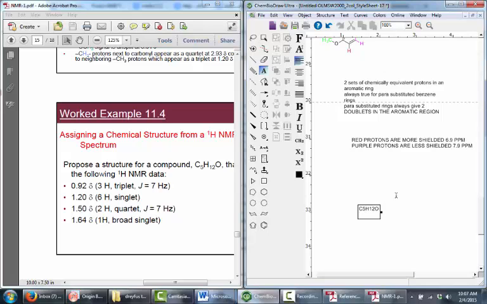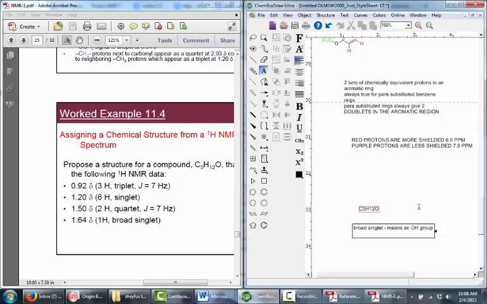The first thing to note is that a broad singlet almost always means an alcohol. Broad singlet means an OH group. That's because OH groups tend to be broad because you have a lot of hydrogen bonding, which means that the signal you see from an OH group is actually an average of a number of different OH groups, each of which has a slightly different local environment because of the different degrees of hydrogen bonding.